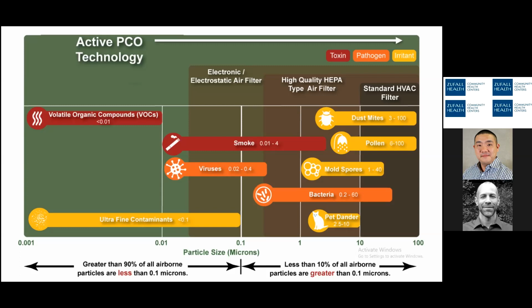There's also electrostatic air filtration. This is basically ionizers, and they can be effective on particulates, but they don't work very well for pathogens. And then the active PCO technology or the gas phase PCO technology can actually work over the full range of contaminants. It's important to note down here on the bottom that approximately 90% of all indoor contaminants are less than 0.1 microns in diameter. So it's important that we implement air purification technologies that address these ultrafine contaminants.